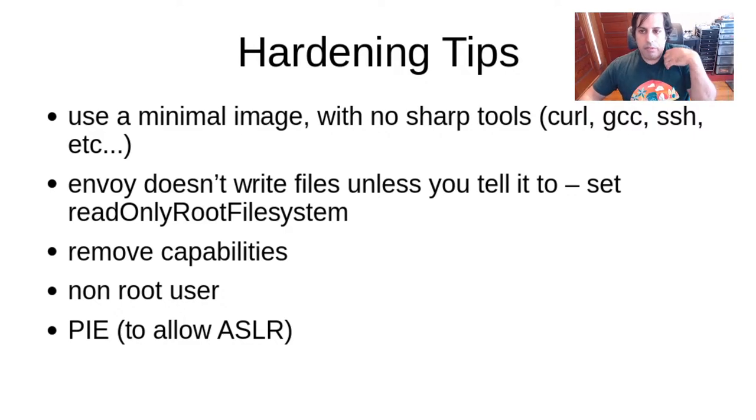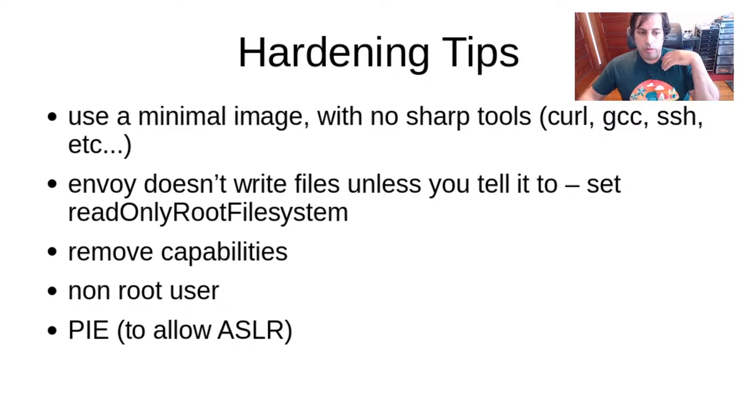The other thing, Envoy doesn't write files by default unless you tell it to, unless you configure logs to a file, and in Kubernetes you can configure them to stdout. So you can use a read-only root file system. And if you really need logs, we can add a volume for these logs specifically. And I will review all this in our deployment YAML.